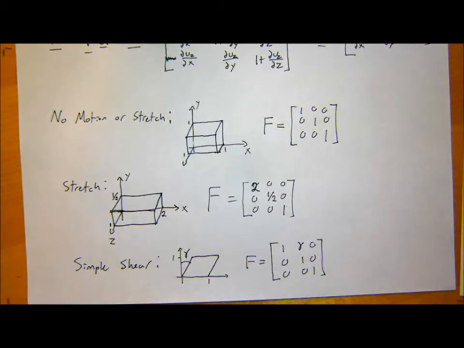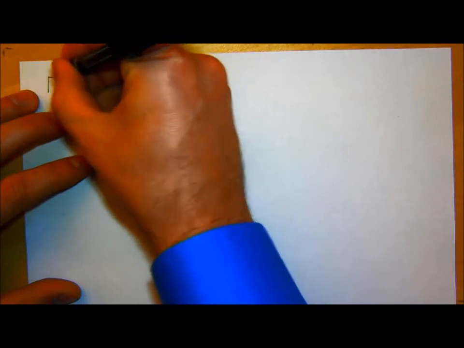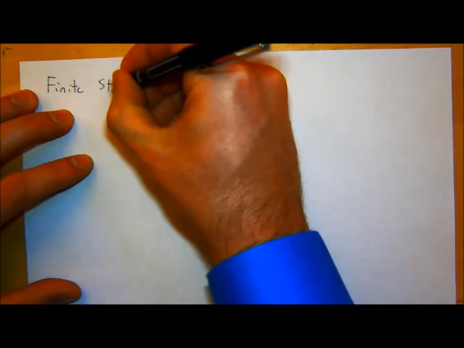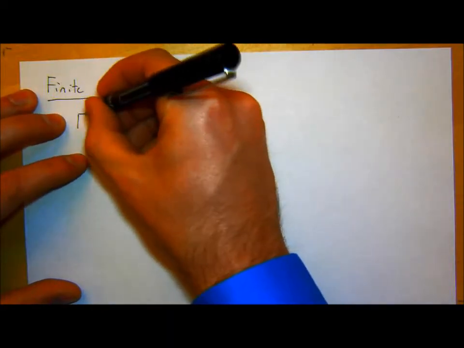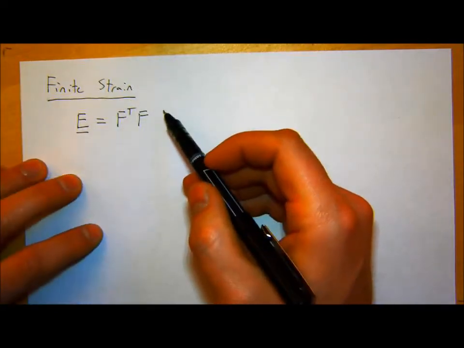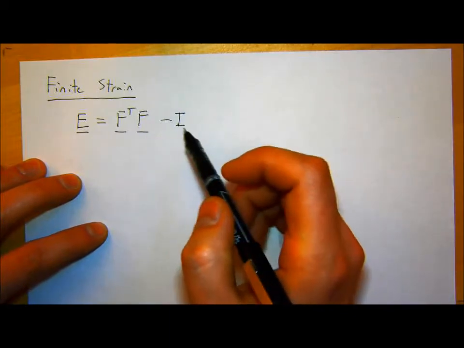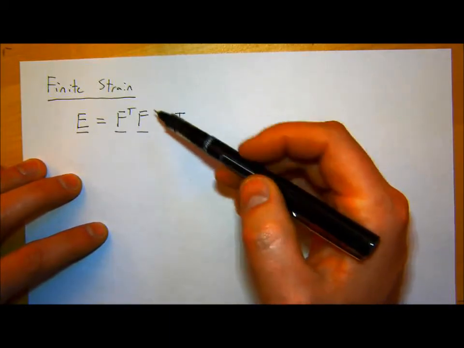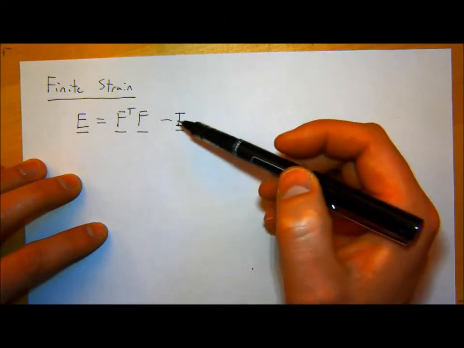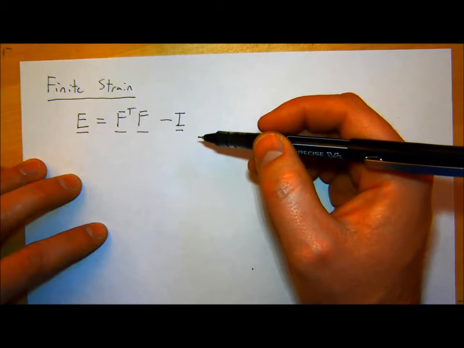So, I can then use this F in constructing a strain. I'm now going to define a finite strain using my deformation gradient. I'm going to call this some E is equal to F transpose F minus I. So this F transpose F makes it symmetric. Because for my strain, if it's not moving in any direction, I don't want that one to be there. So I'm going to get rid of this identity matrix. And this I gets rid of the no stretch condition.